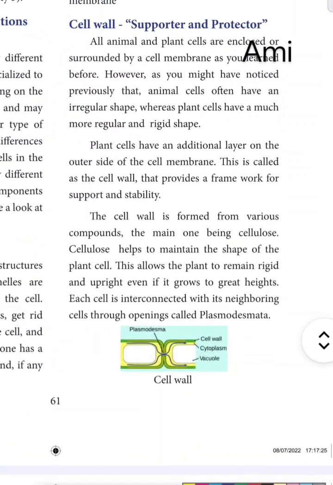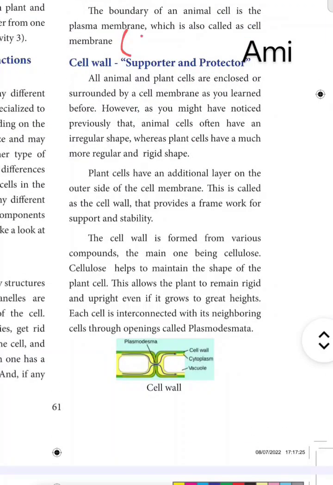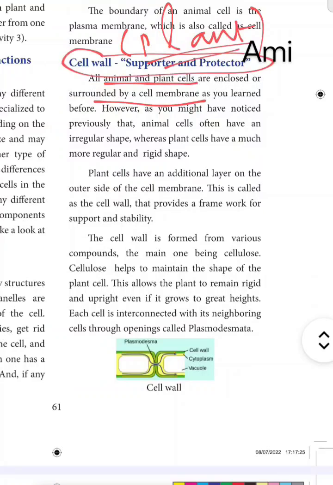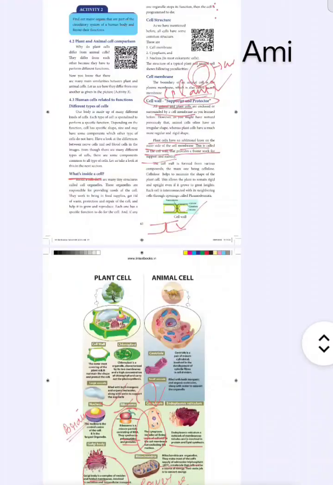So cell wall, why do we need a cell wall actually in plant cell? It is present basically only in plant cell. So both animal and plant cell are embedded by a cell membrane, but for plant cell there is additional supporter wall, that is a cell wall. Okay. So outer the cell membrane there is one more layer which is known as cell wall, and which is only present in plant cell. So plant cell have additional layer on outside of cell membrane. This is called the cell wall. It provides framework and supportability. So you can observe here it gives the shape to the cell structure.